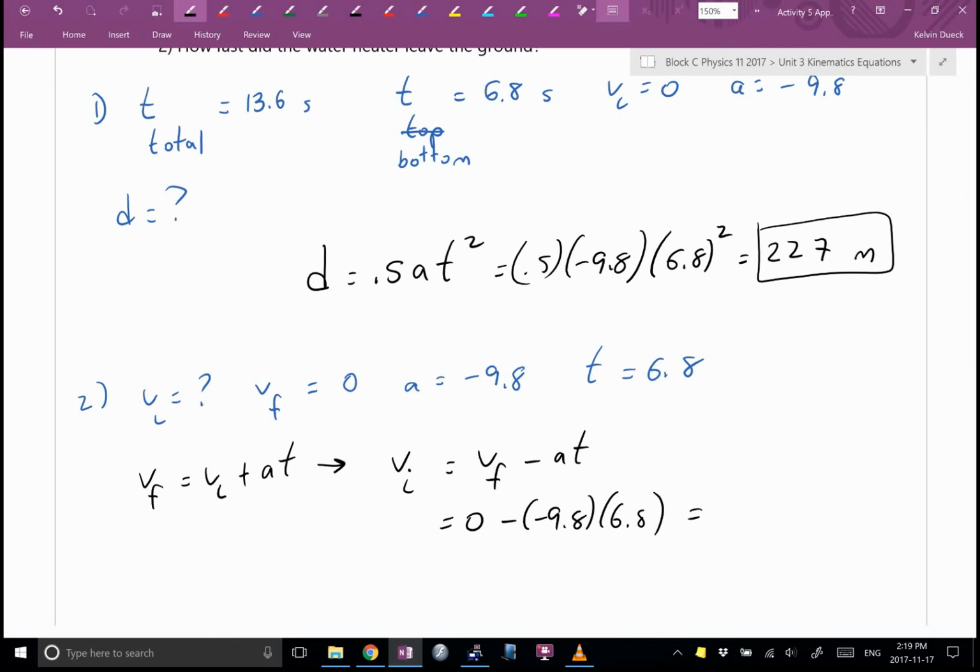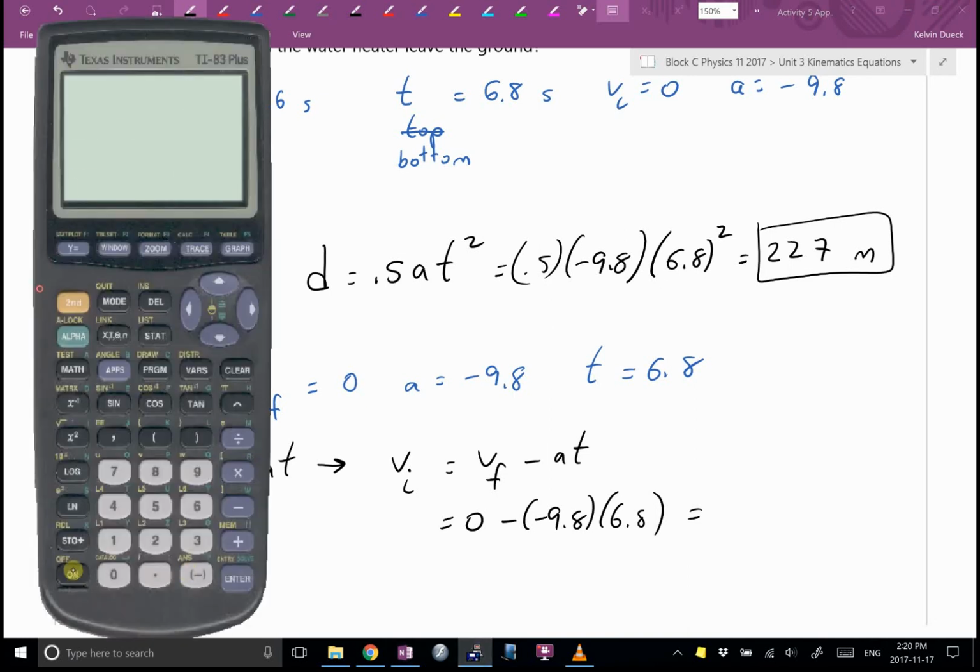I can almost do this in my head. 6.8 times 10, if I was doing this in a hurry. It's going to be just under 70, yes? I knew the answer is positive, so I didn't bother putting the negatives on my calculator. Say 6.6.